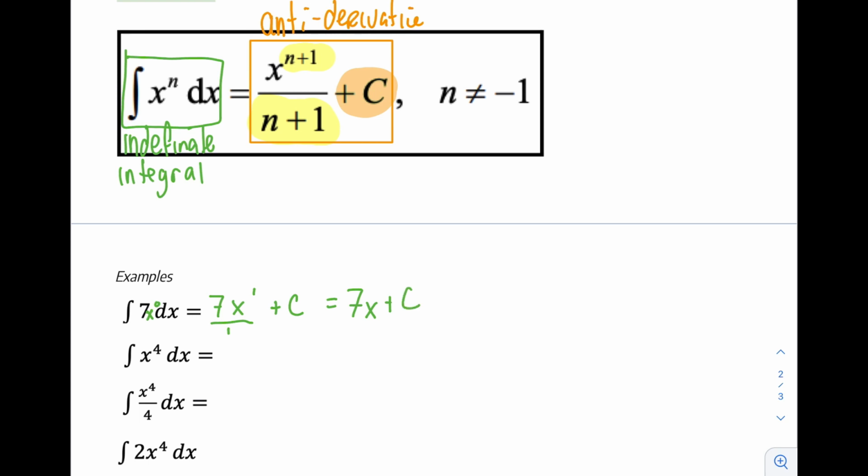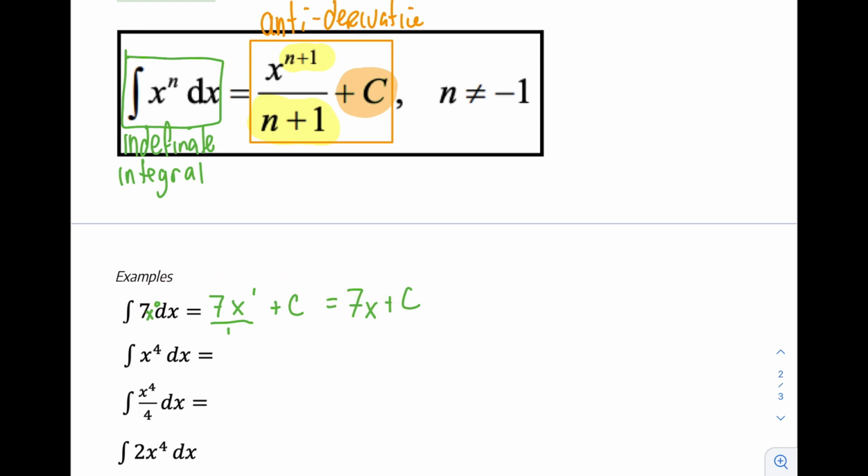And then to make sure that we did it correctly, we can always go from our answer. We can differentiate this answer, and we should be getting the original one. So what is the derivative of 7x? Well, that's just 7, and then we did that correctly. The derivative of just a number is 0. So we know that we did it correctly.